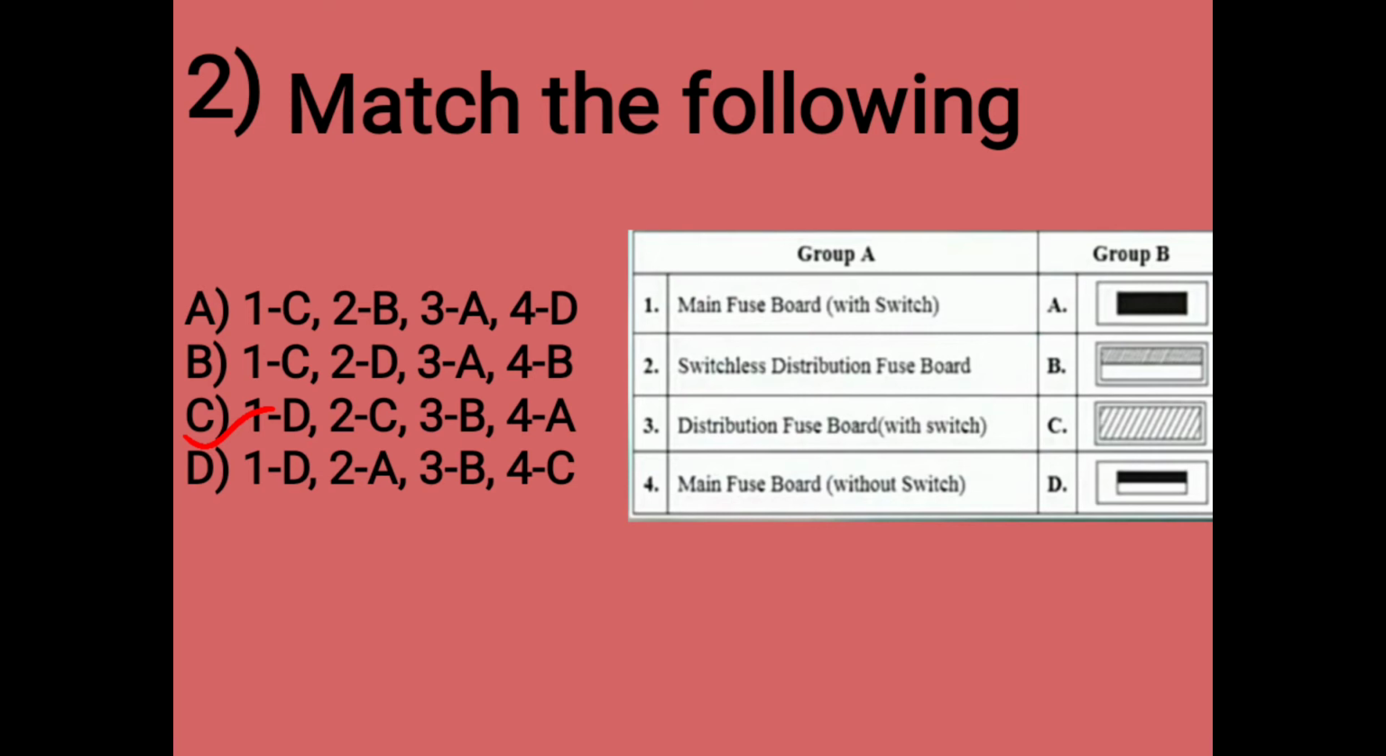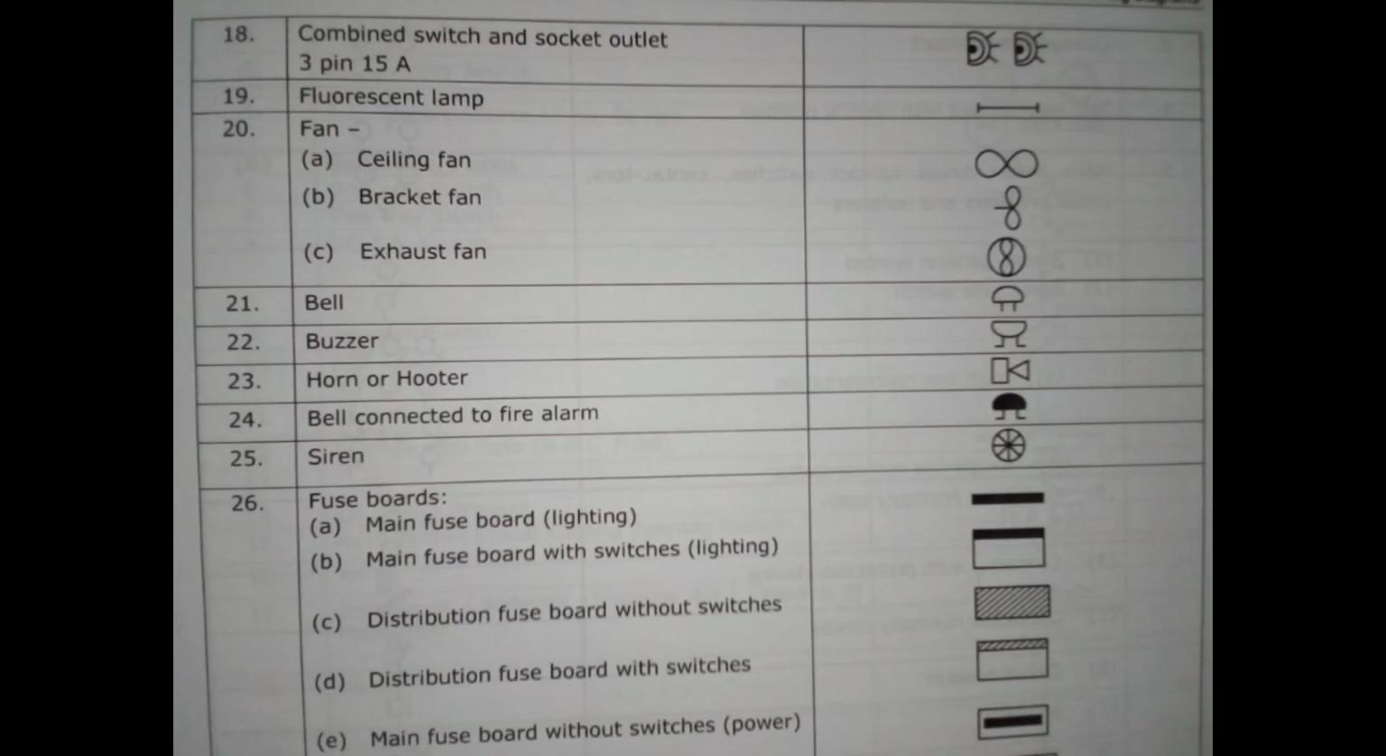Then we see some important symbols. These are very important: ceiling fan, bracket fan, exhaust fan. These are also asked in exam. So here we see first is combined switch and socket outlet 3-pin 15 ampere. This is the symbol of this. Then next is fluorescent lamp. So this is the symbol of fluorescent lamp.